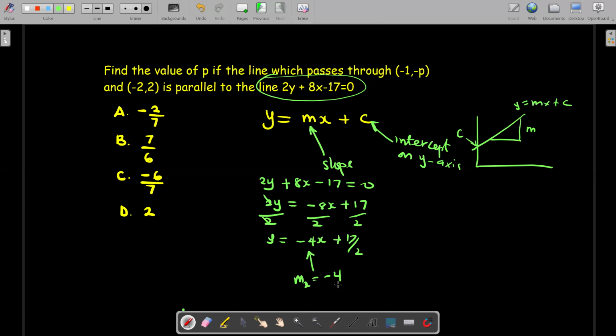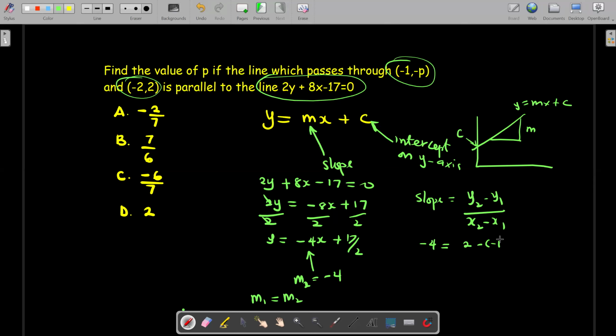So since the two lines are parallel, then M1 is exactly equal to M2. For the first line, that we have 2 points, the formula for slope is (y2 - y1)/(x2 - x1). The 2 points are given. We have this first point and we have this second point. So we could just say this slope, our -4, is the same as (2 - p) divided by, because this is our x2, this is our y2, and this is our x1, and this is our y1, so (2 - p) divided by (-2 - (-1)). Upon expanding this, we get (2 + p)/(-2 + 1), and -2 + 1 is -1. So we have -4 = (2 + p)/(-1).